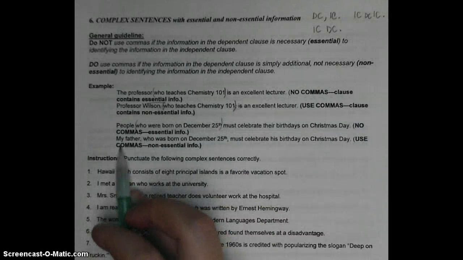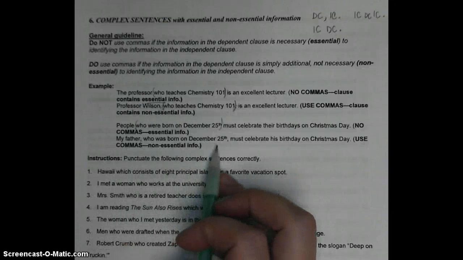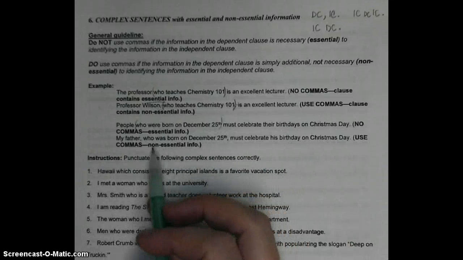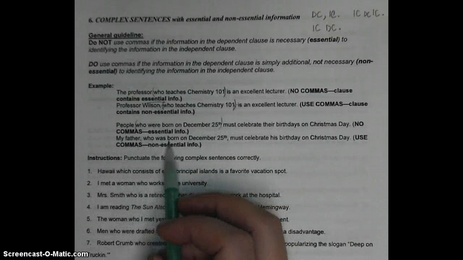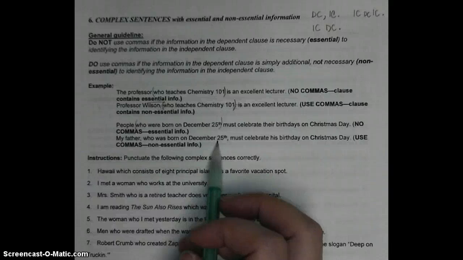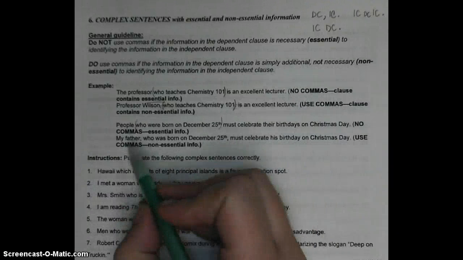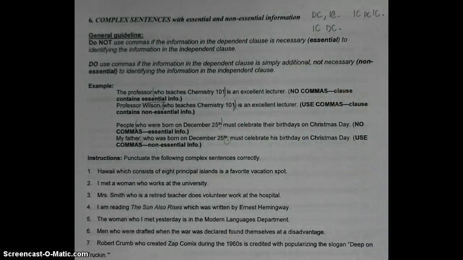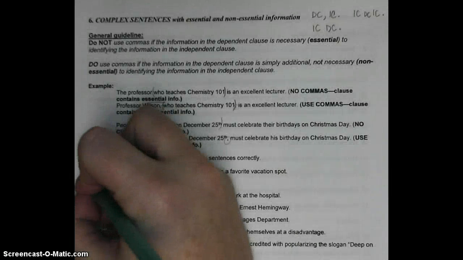In this case, I'm identifying somebody. My father, who was born on December 25th, must celebrate his birthday on Christmas Day. In this case, the who was born on December 25th is additional information because I've identified him, my father. So the information in the commas is non-essential because it's more additional information about father. Let's do the first 3.